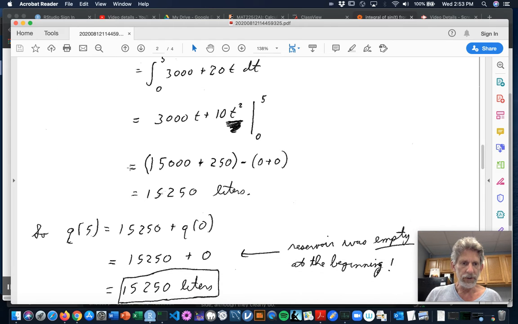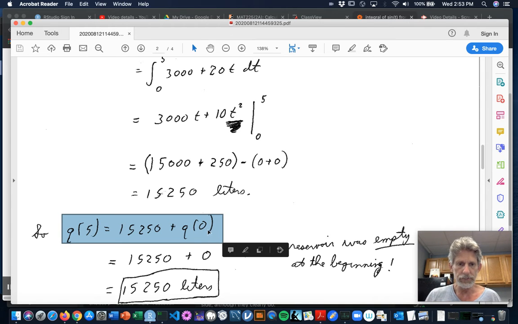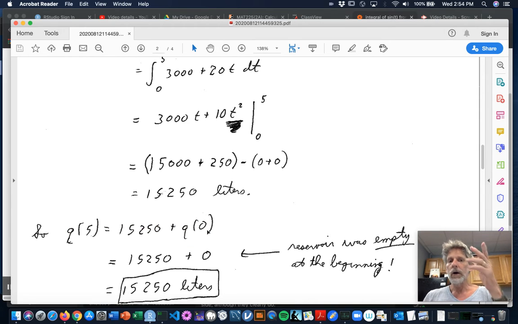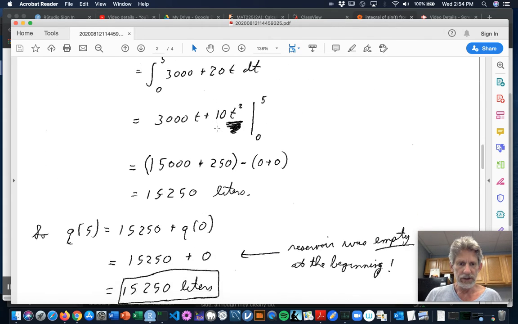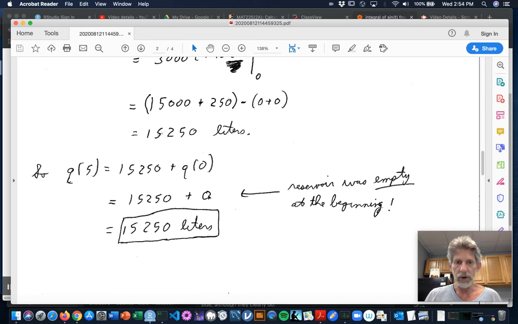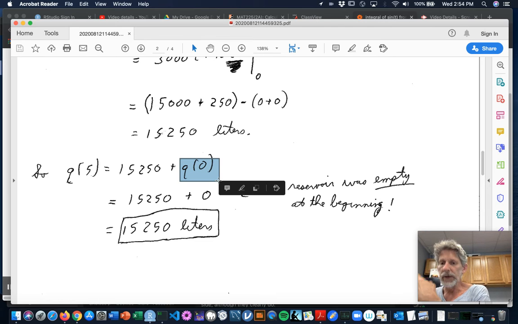If I add Q of 0 to both sides, I get that Q of 5 is that difference plus Q of 0. And then I remember, oh, they said the reservoir was empty when you started watching it. So Q of 0 is actually 0, and so the difference is really the number that you wanted all along. You've got to watch out when you want to find the quantity at an end time. Make sure you keep track and think about what the quantity was at the beginning time, because it's not always going to be 0.